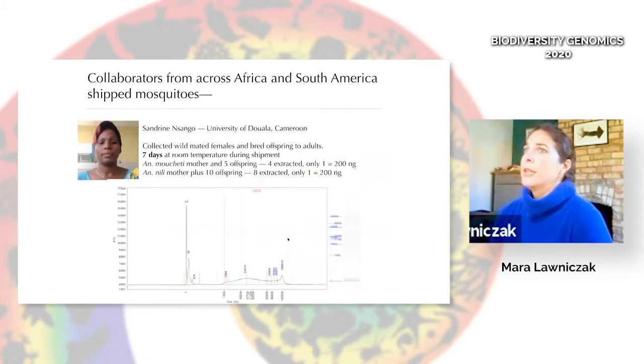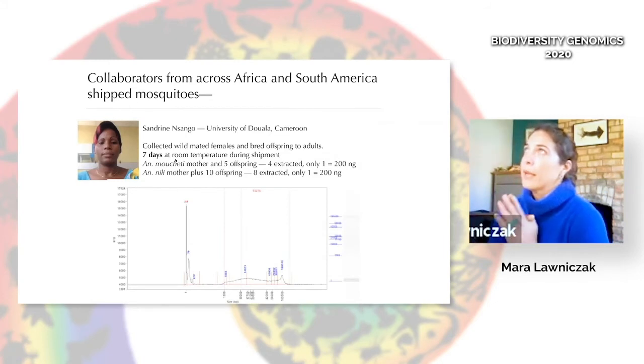So Sandrine from Cameroon, instead of us spending 4,000 pounds on a shipment of mosquitoes from Cameroon, collected these broods for us, squished them lightly, and then shipped them off to us. They ended up taking 7 days to get to us, in which they were at room temperature the whole time.